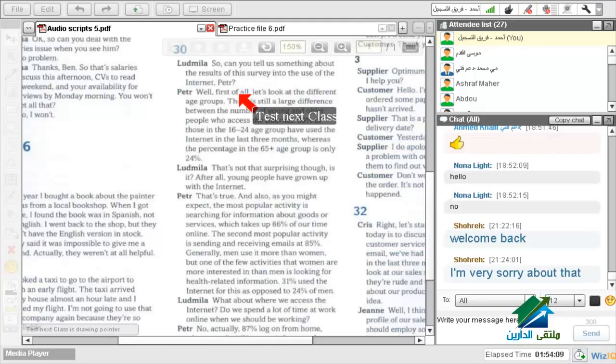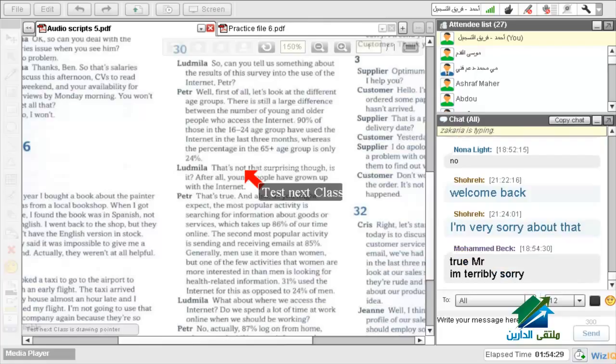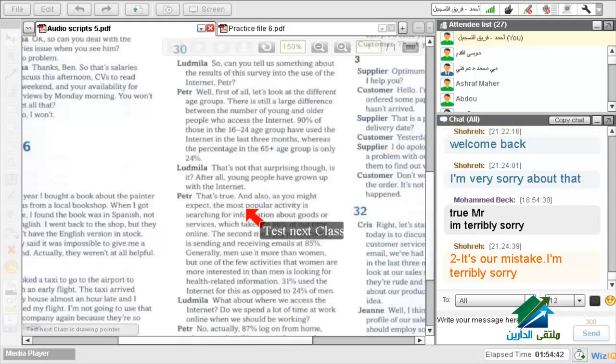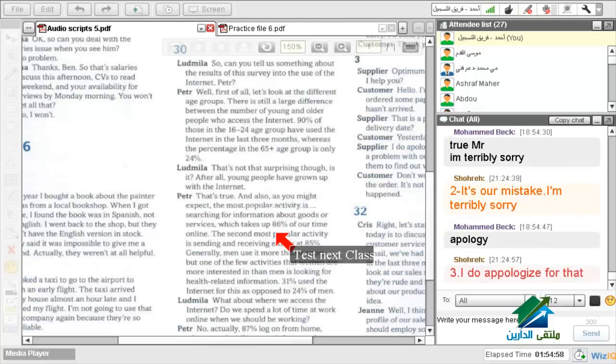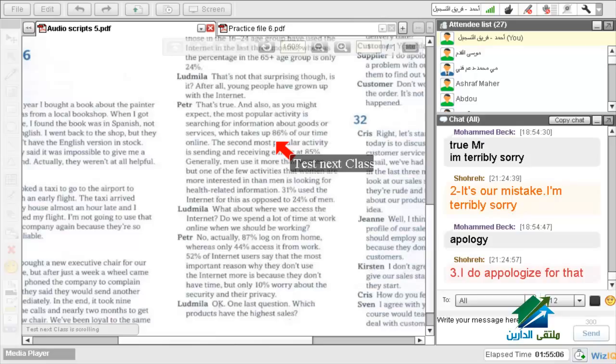I am very sorry about that. So it's a kind of apology. She apologizes about something. So I am very sorry about that. You need to know how you will respond. Sorry. I'm terribly sorry. It's our mistake. I am terribly sorry. These expressions, you need to know all of them to use them, inshallah, when you are dealing with your customers. Number 3, I do apologize for that. Right answer.